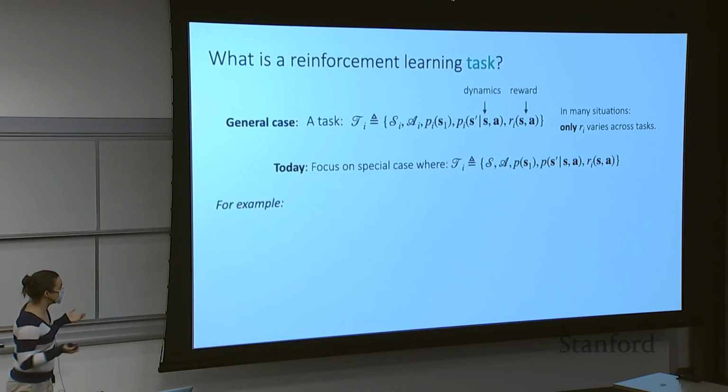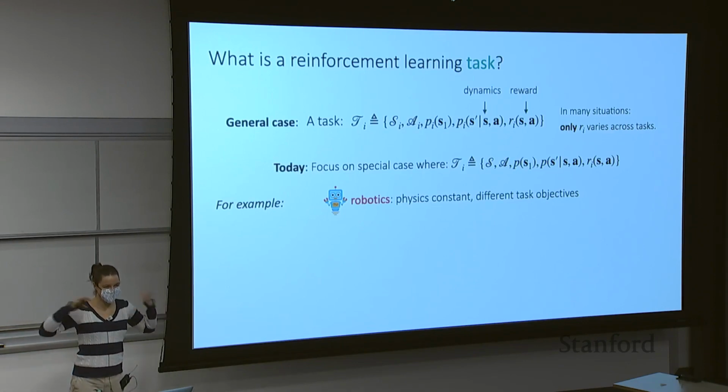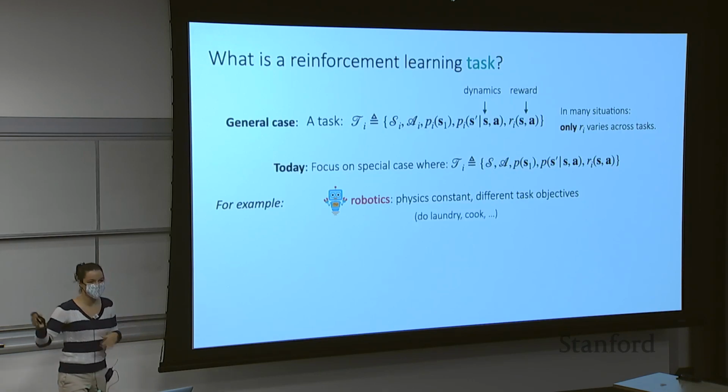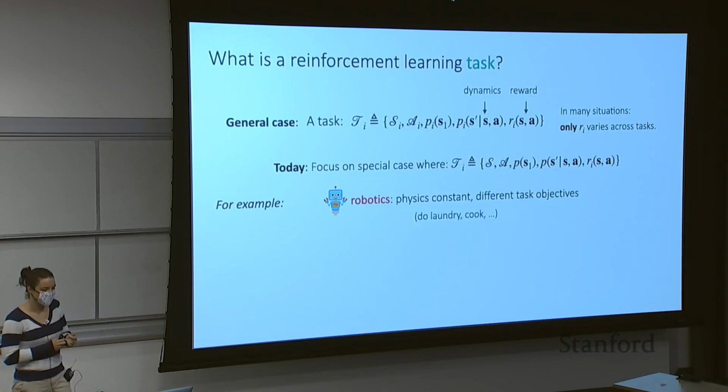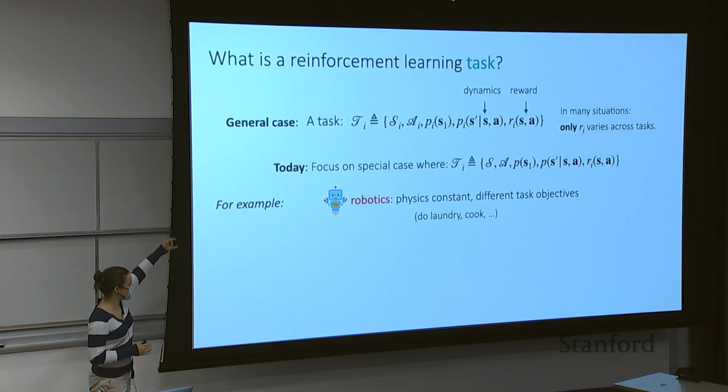So we can think about a few examples. Maybe in robotics, the laws of physics are constant across different parts of the world, but you might want your robot to perform different objectives, like doing laundry for you, cooking for you, that sort of stuff. And so in this case, these different tasks correspond to this special case where only the reward is changing and everything else is constant.